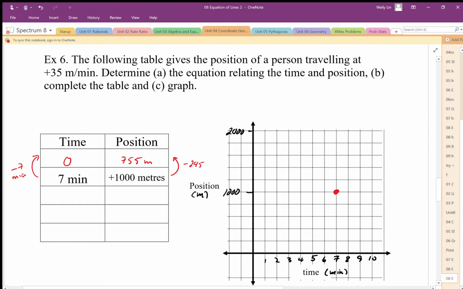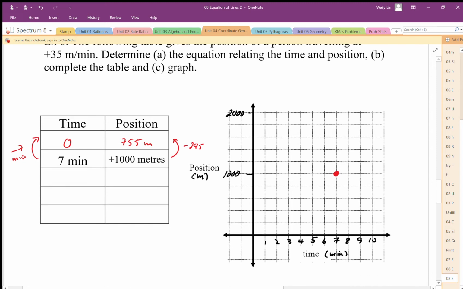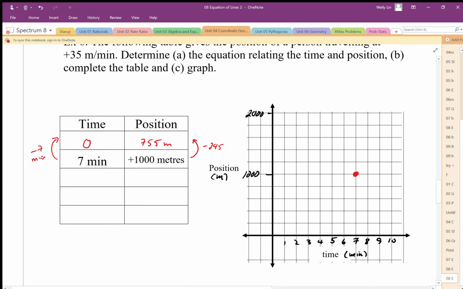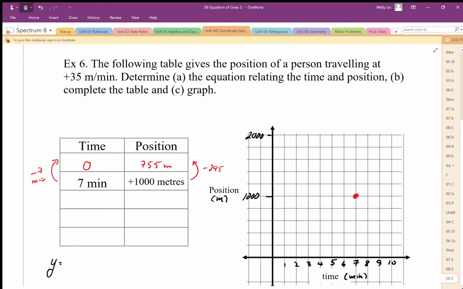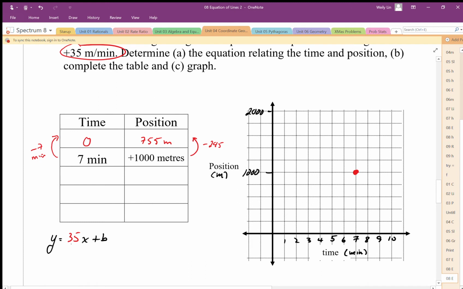We could use our slope on our graph to do that. We can also use our equation, which is what we've been doing. So we have y equals, if we can recognize that this is in fact the slope, okay, we can plug that into our equation as 35x plus b. Okay, and then we can calculate our b value by plugging in our displacement and our time.